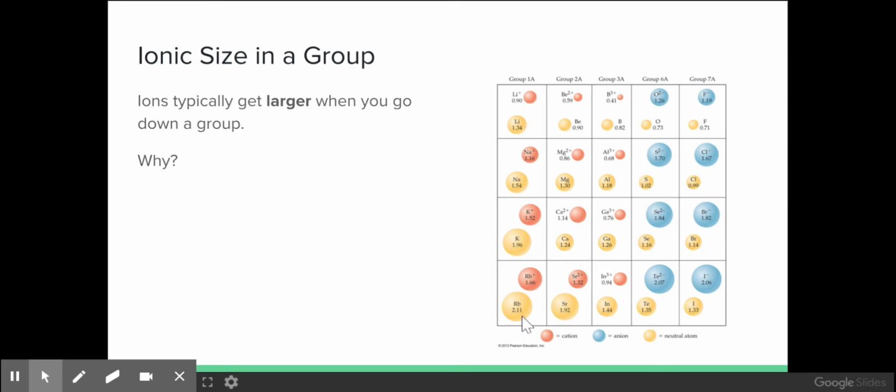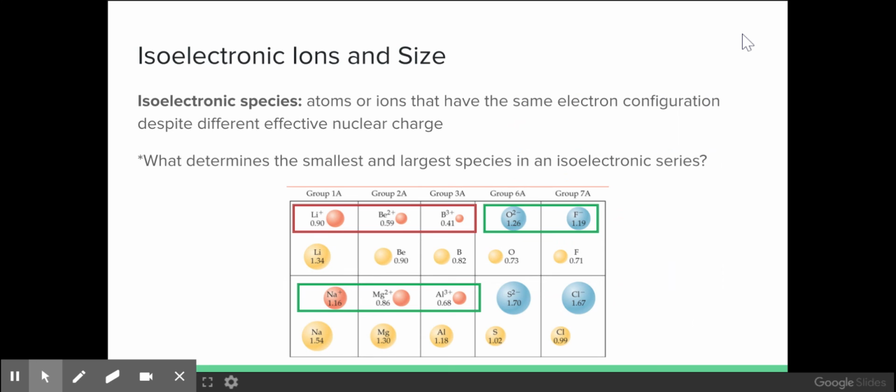Typically, when we go down a group, ionic size gets bigger, and you can relate that same concept of atomic radius to ionic radius. The reason is that rubidium, even though it's a positive ion, has 4 energy levels of electrons: 1, 2, 3, 4. Extra shielding, and those electrons can get further away from the nucleus. So anytime we're comparing ions within a group, they're getting bigger because they have more energy levels as you move down a group.